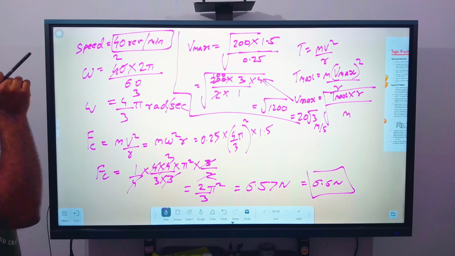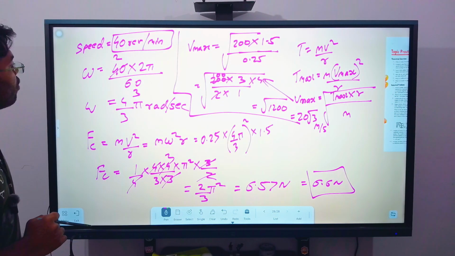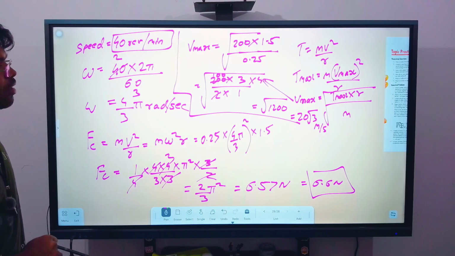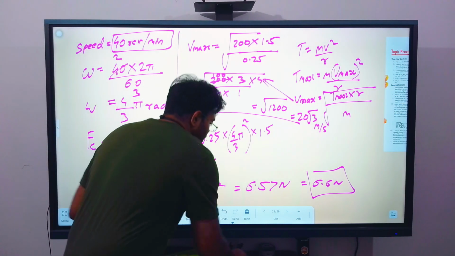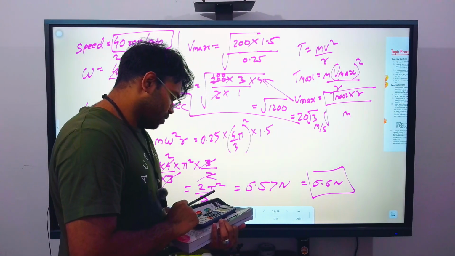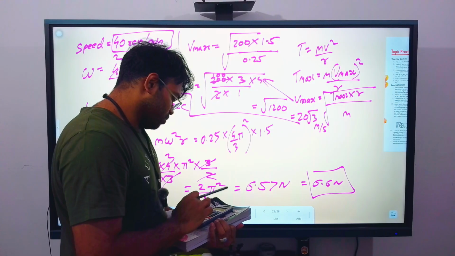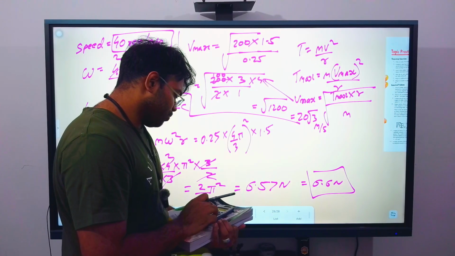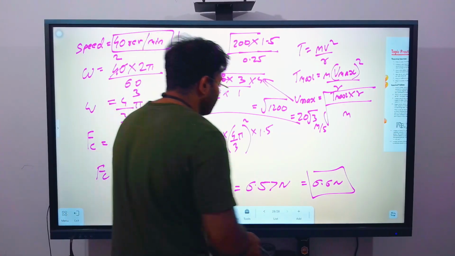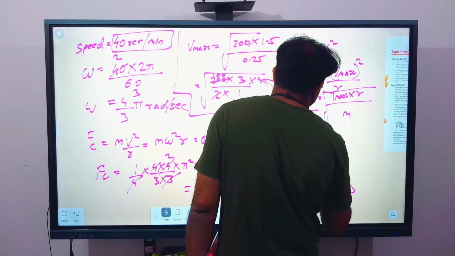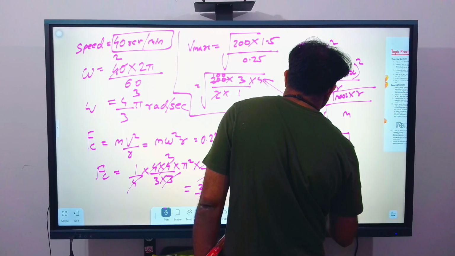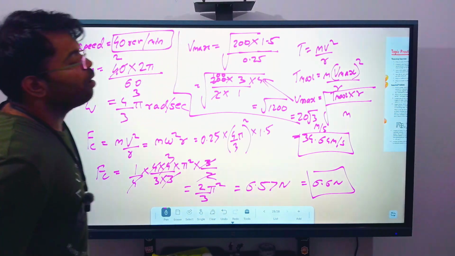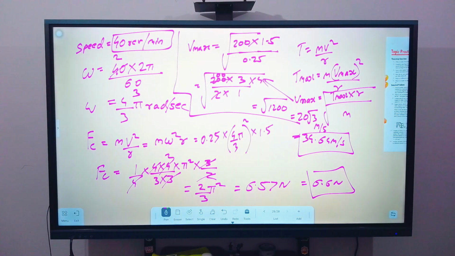You should learn how to organize and write. This is always horrible. The answer is 20 root 3 meters per second. What is 20 root 3 coming out to be? 20 multiplied by root 3 is equal to 34.64. That is correct. Is equal to 34.64 meters per second. So this is the maximum speed that you can go.